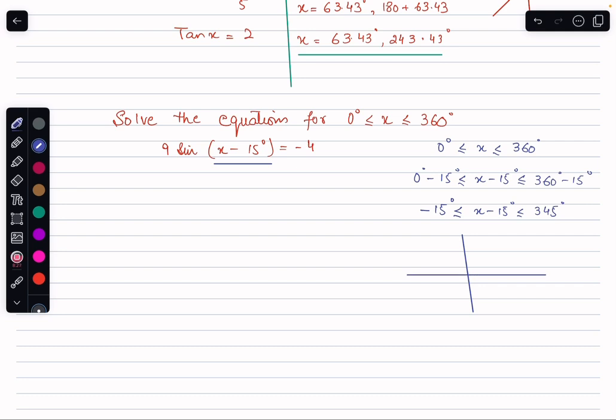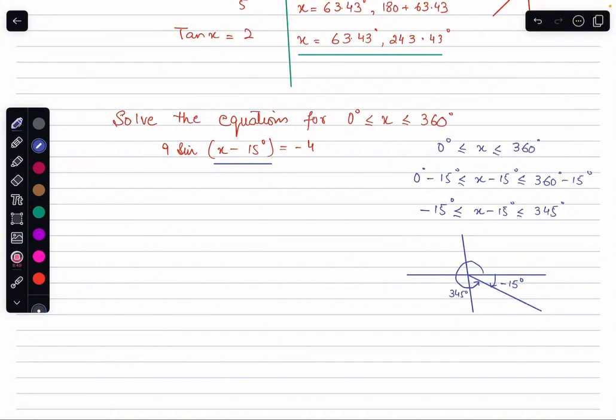The rotation here should be starting from negative 15. Negative 15 means it's the clockwise rotation. Negative 15 degrees clockwise rotation, and then it should be positive 345 degrees, meaning this is going to be a 345 degree value here.